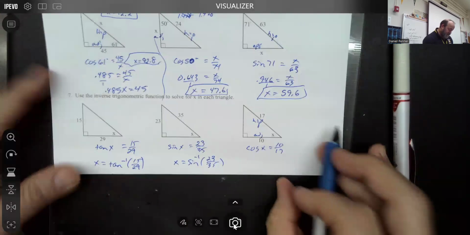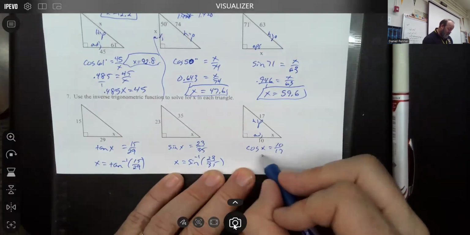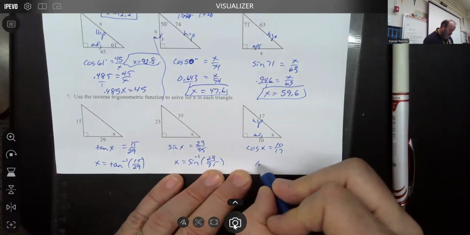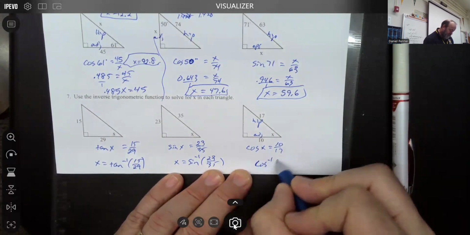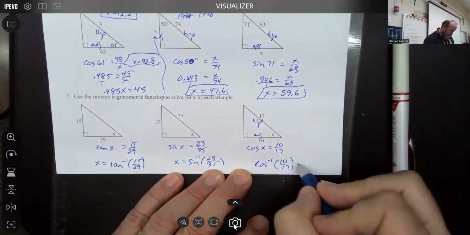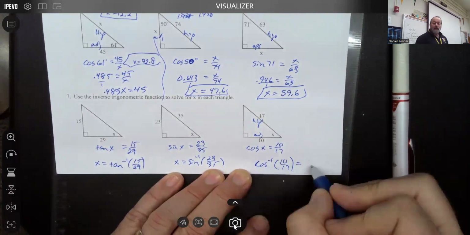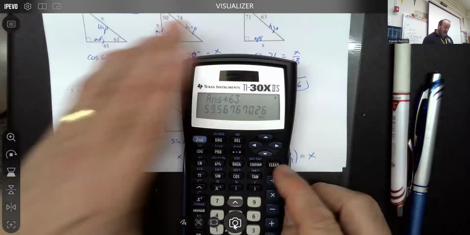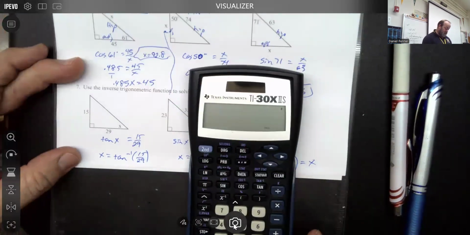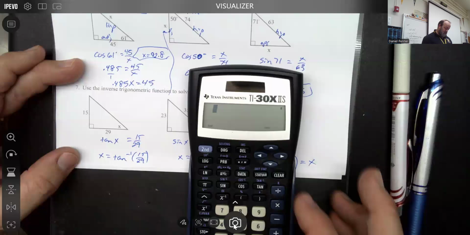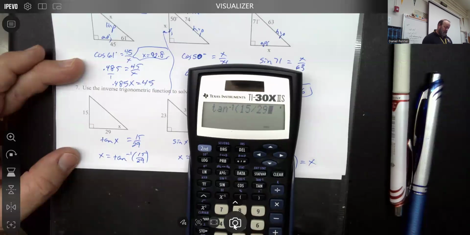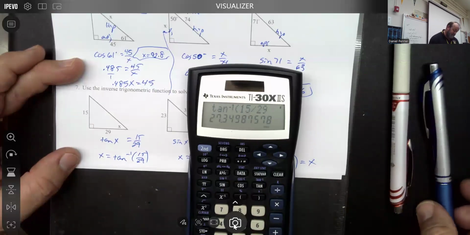This is like going backwards. Instead of using the angle to get the ratio, let's use the ratio to get the angle. Every single time, all I need to do now is take my calculator out and go backwards. So it is the inverse tangent, telling the calculator, please go backwards, 15/29. And I got 27.3 degrees.